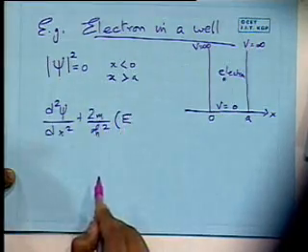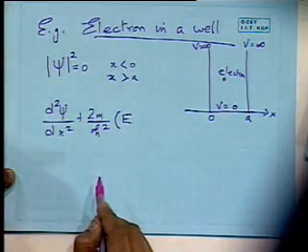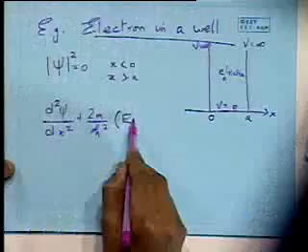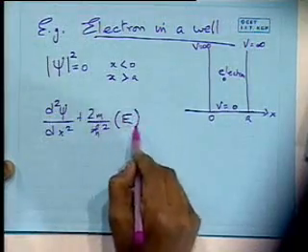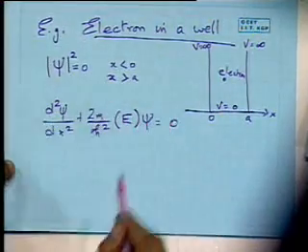E, the total energy. Now in the general case there was E minus V, right? But in this case for the electron, V is 0 because we are considering it within the well. It is trapped within here. So I don't have a V term there. We simply have E psi is equal to 0.